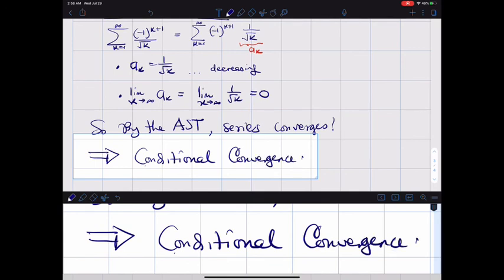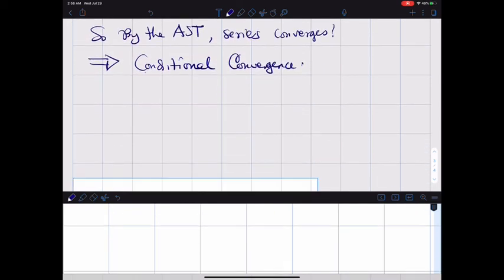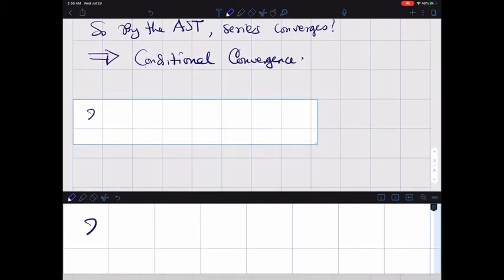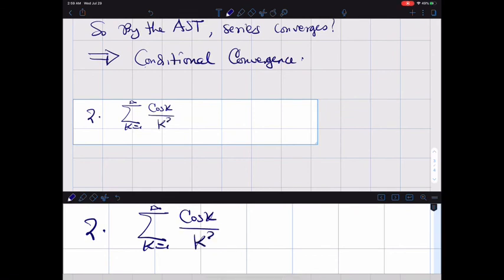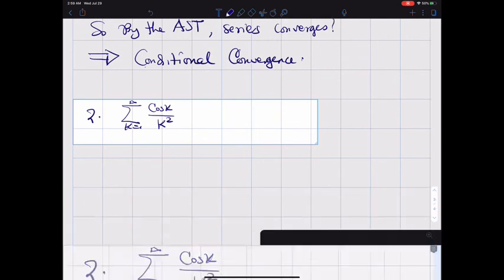All right. And I want you to try another one. I want you to try k from 1 to infinity of cosine of k over k squared. I want you to try this one. Okay. I'm going to stop here.